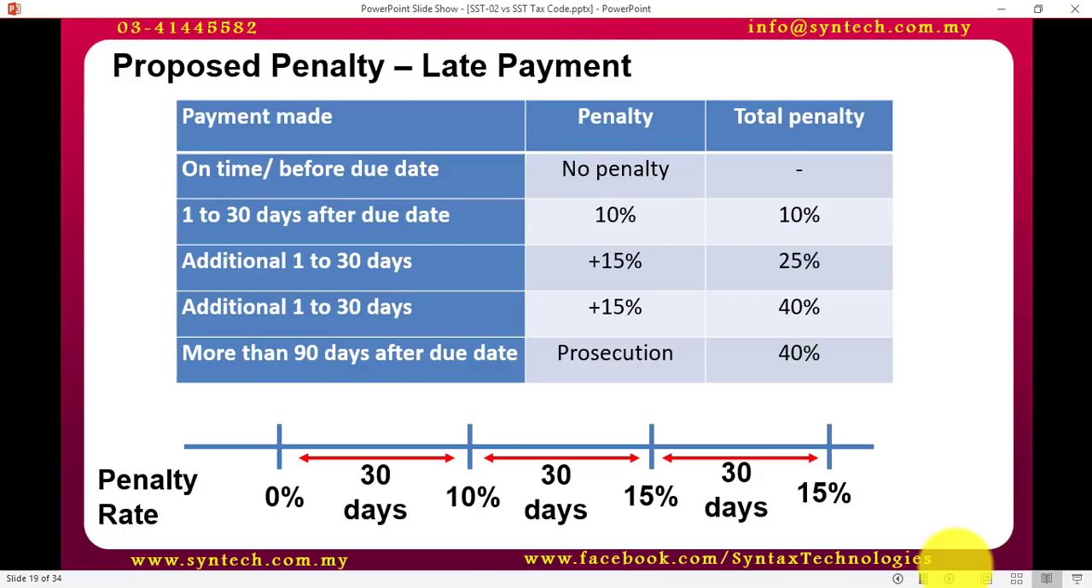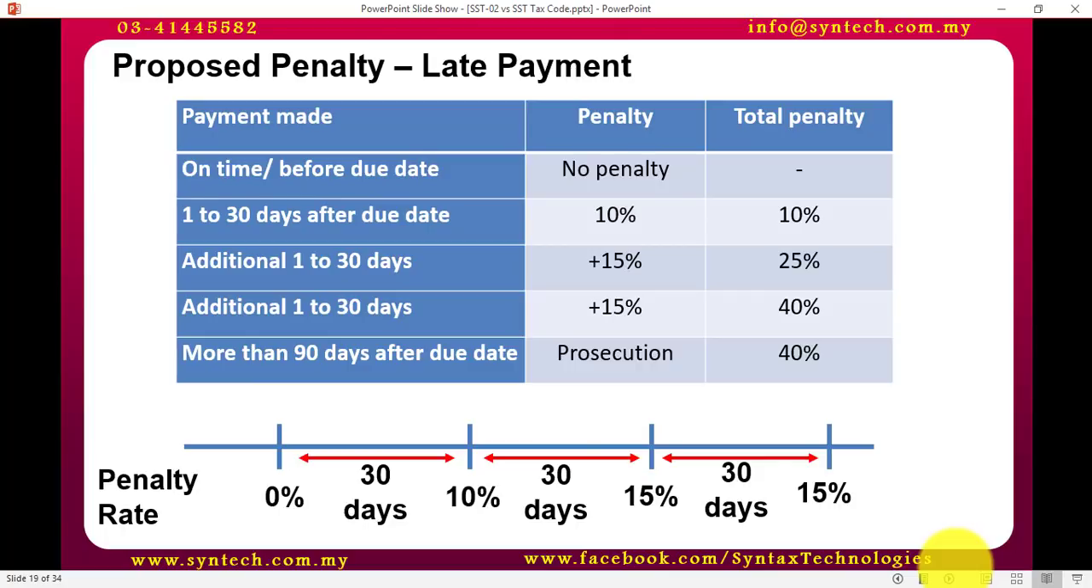Okay, why you need to do this? Because last time during GST era, when you are late in submissions of your GST, the TAP portal itself will help you to calculate your penalty and send you an email, and you need to pay for the penalty. But in SST-02 form later, I'll show you that you need to calculate the penalty yourself.